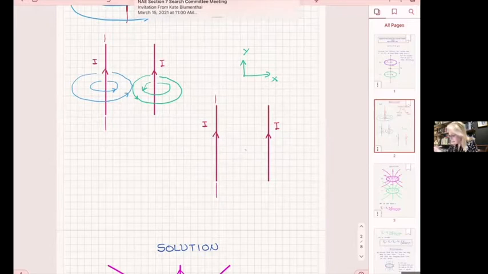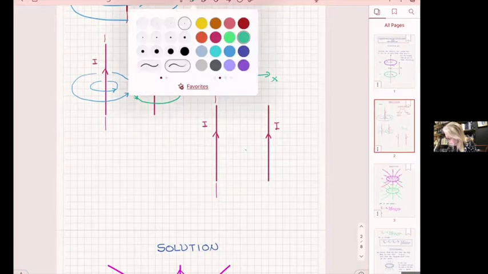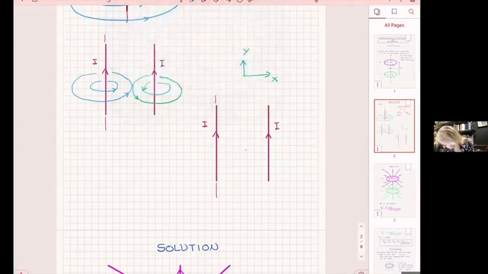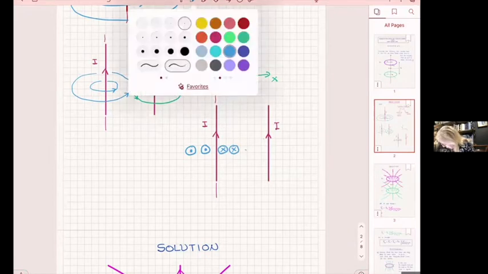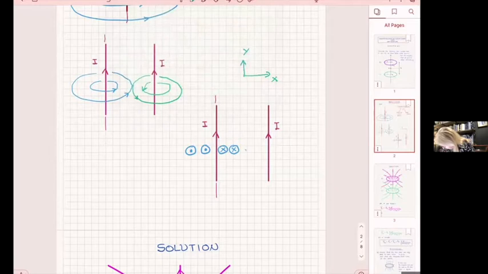And how I'm going to show the two currents is the following. I'm going to show here, and then here. That's from one. And then from the other will be like this.